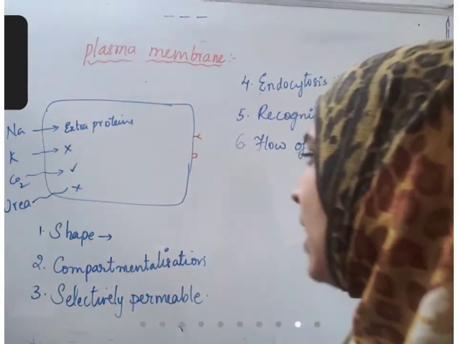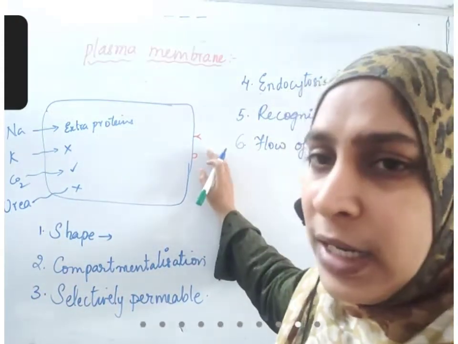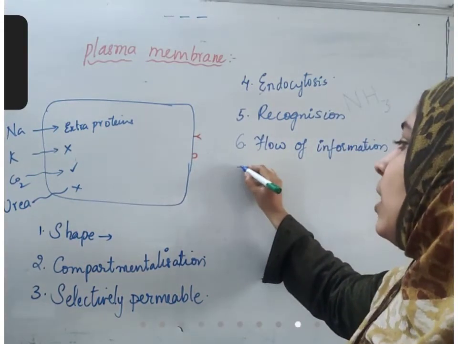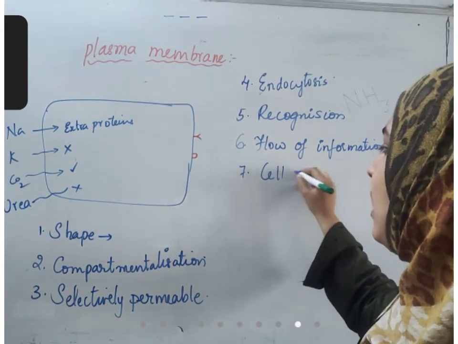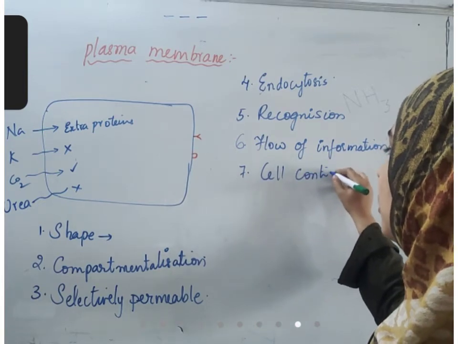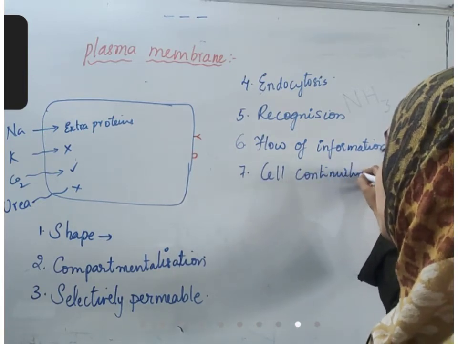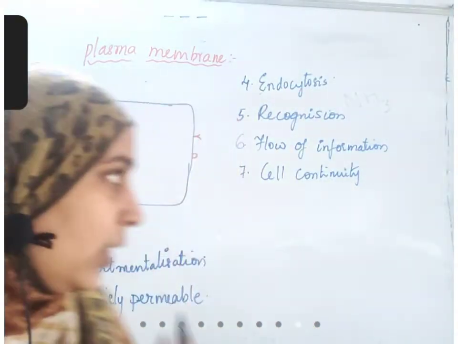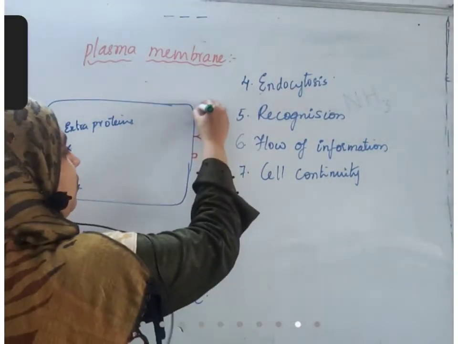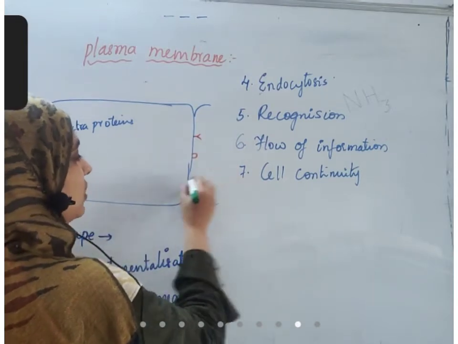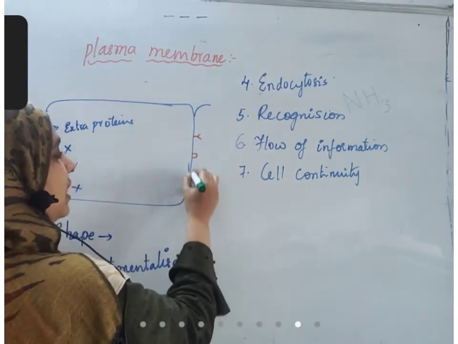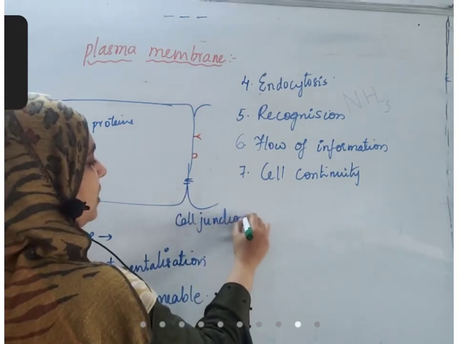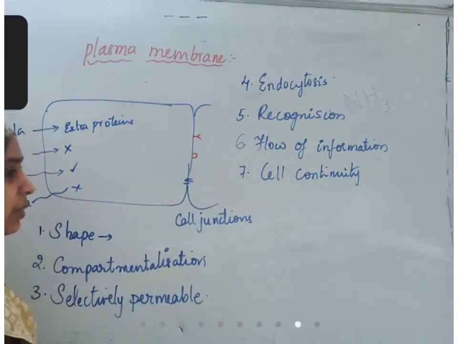Plasma membrane is flexible, it allows certain particles. That is the reason why this flow is possible. And it leads to cell continuity. How is it leading to cell continuity? There are some junctions between cells. If these are two cells, sometimes we have some cell junctions. In case of plant cells, there are plasmodesmata between them.